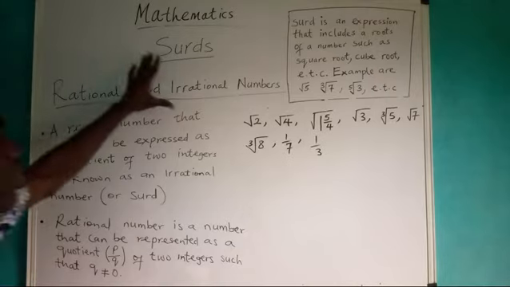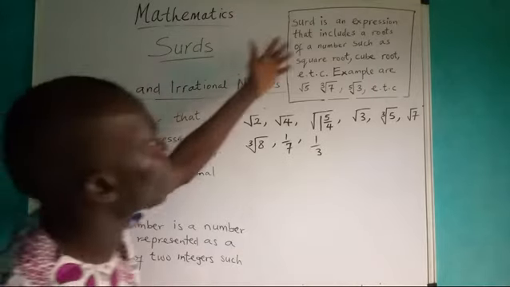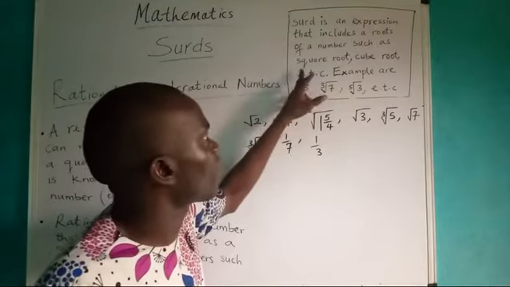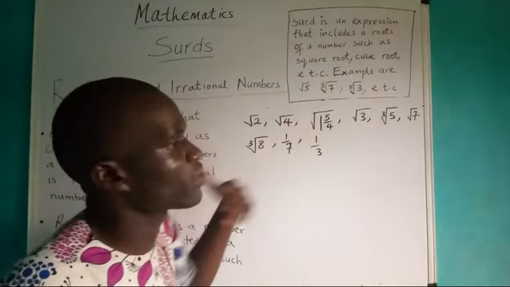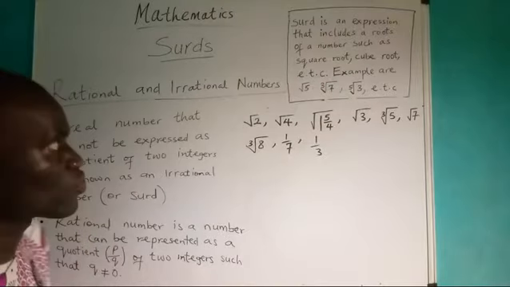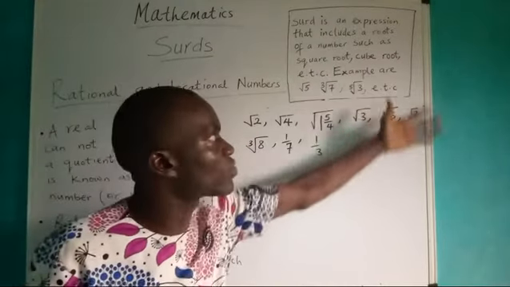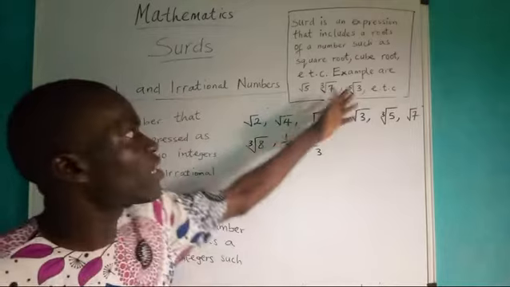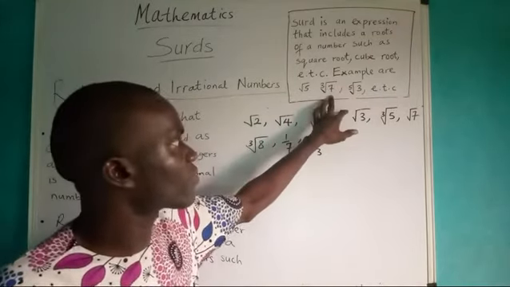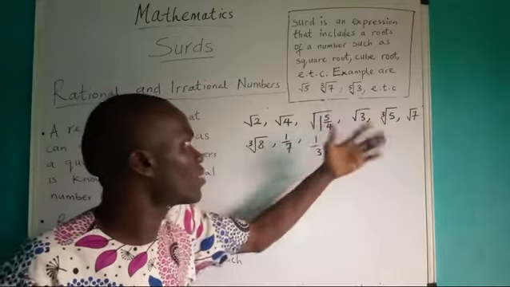Now we are looking at surds. These are the major focus. A surd is simply an expression that includes roots of a number, such as the square root, cube root, third root. We have to do with the cube root as well. The fourth root, the fifth root, sixth root, seventh root, etc. Examples are all these: the square root of 5, the third root of 7, the fifth root of 3, etc.